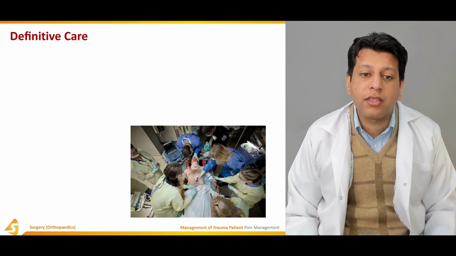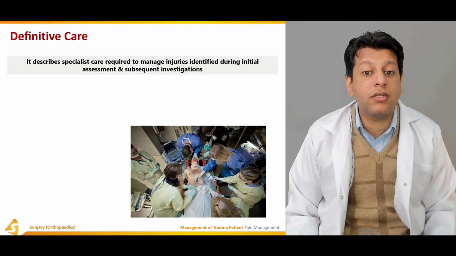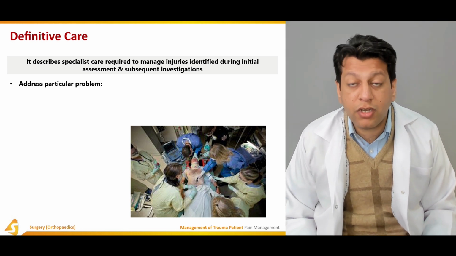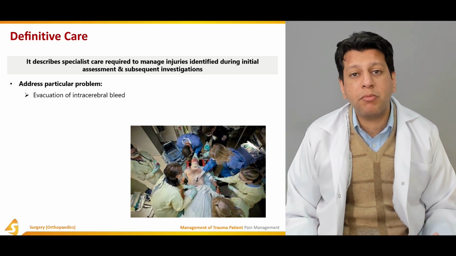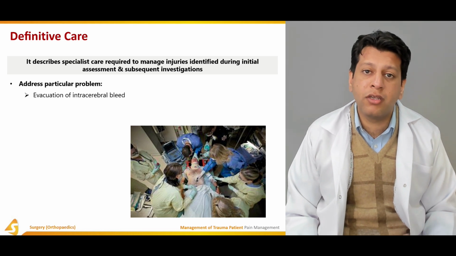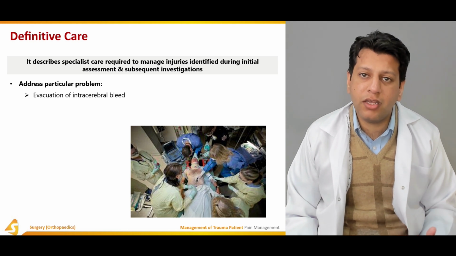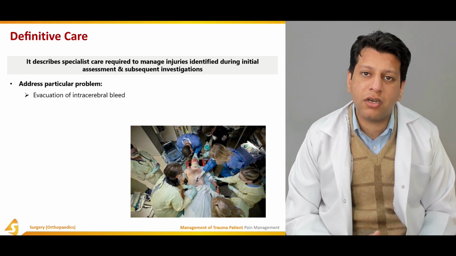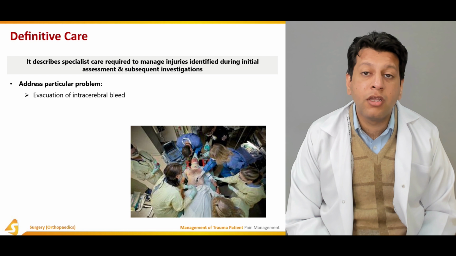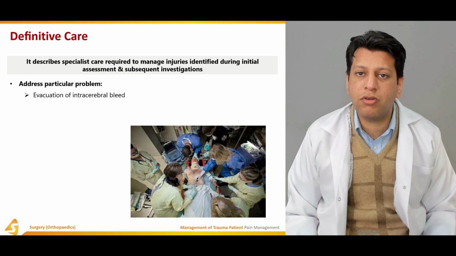Definitive care is important because it describes specialist care required to manage injuries identified during the initial assessment and subsequent investigation. So they address a particular problem, for example evacuation of an intracerebral bleed. For example, the patient had an extradural hematoma. Now, once the patient has been stabilized and diagnosed with an EDH, the trauma center cannot evacuate it. This needs surgical referral to the neurosurgery department, who are trained for evacuation of intracerebral bleed, and they will take care of the extradural hematoma.